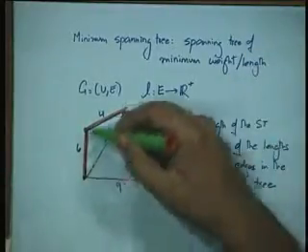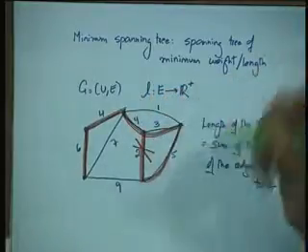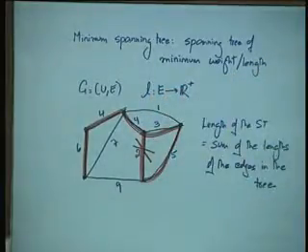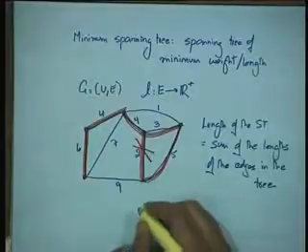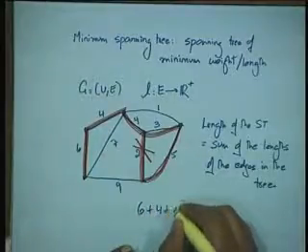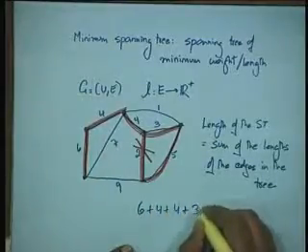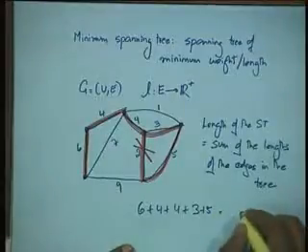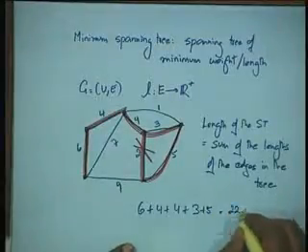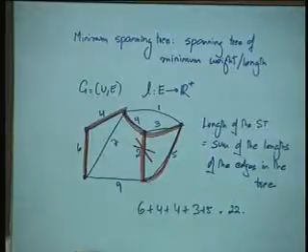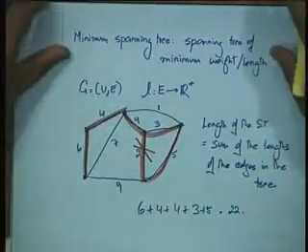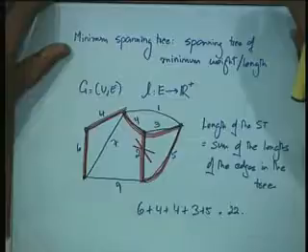ठीक है, तो मेरा ट्री क्या है? ये है. What is the length of this tree? 6 plus 4 plus 4 plus 3 plus 5, 22. Right? There might be other spanning trees which are smaller than 22. I am interested in finding the one which is the smallest.